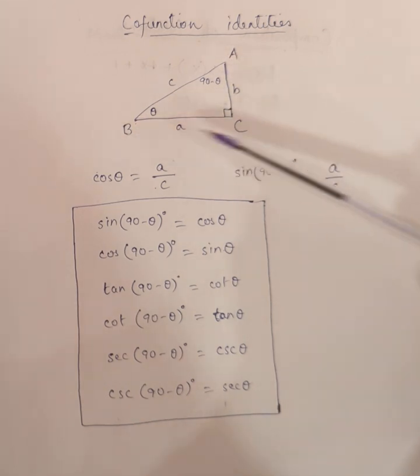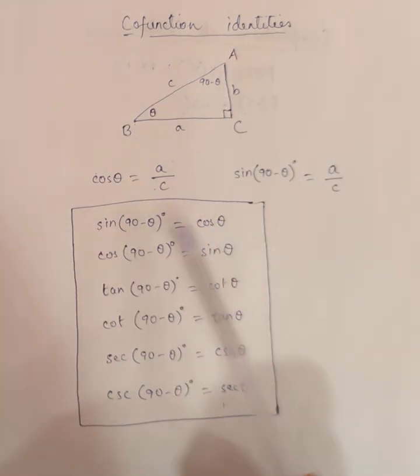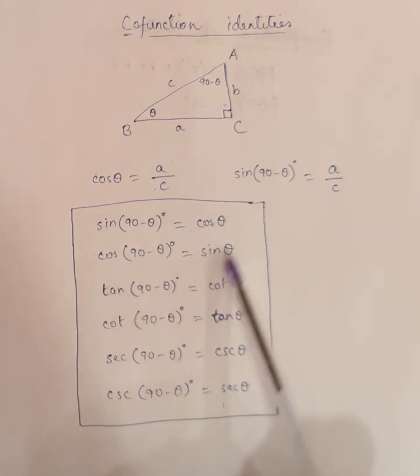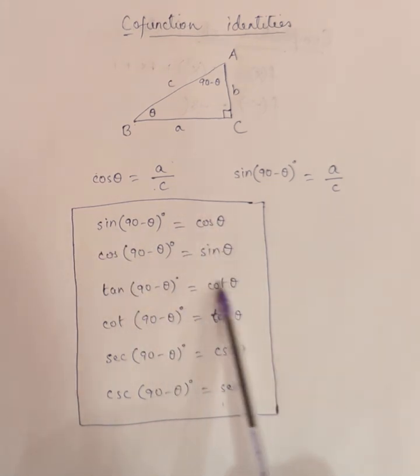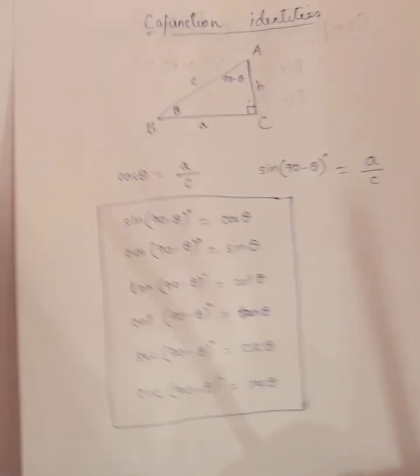And we looked at this right triangle and we said sine and cosine are complementary to each other. Similarly, tan and cotan are complementary to each other, and secant and cosecant are also complementary to each other.